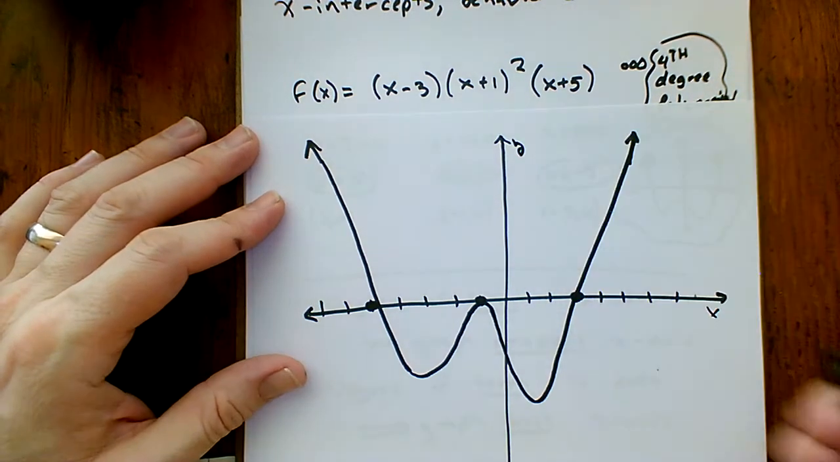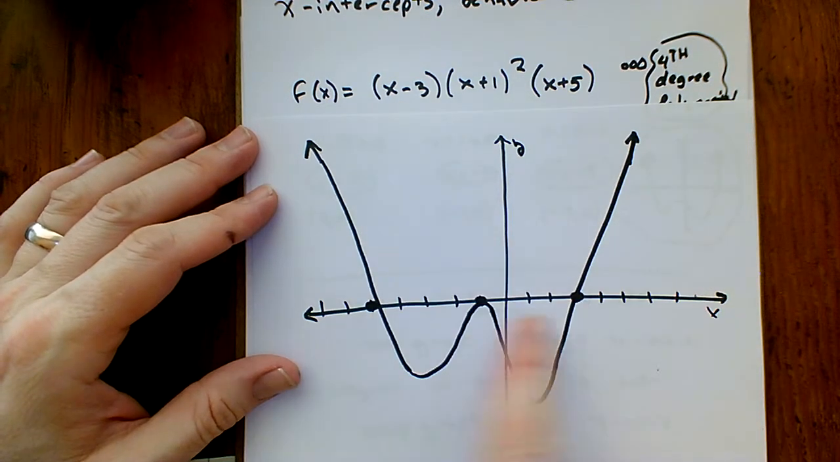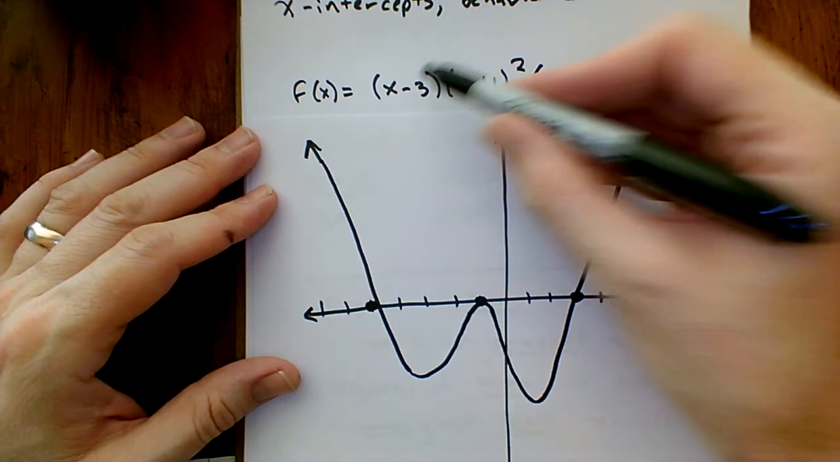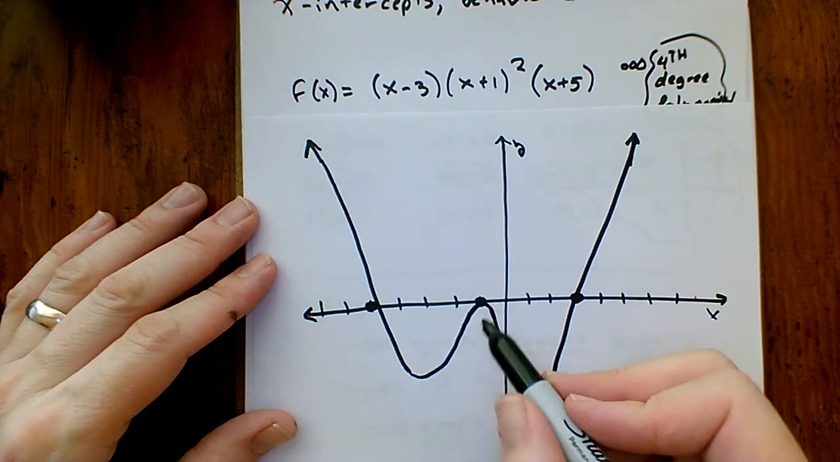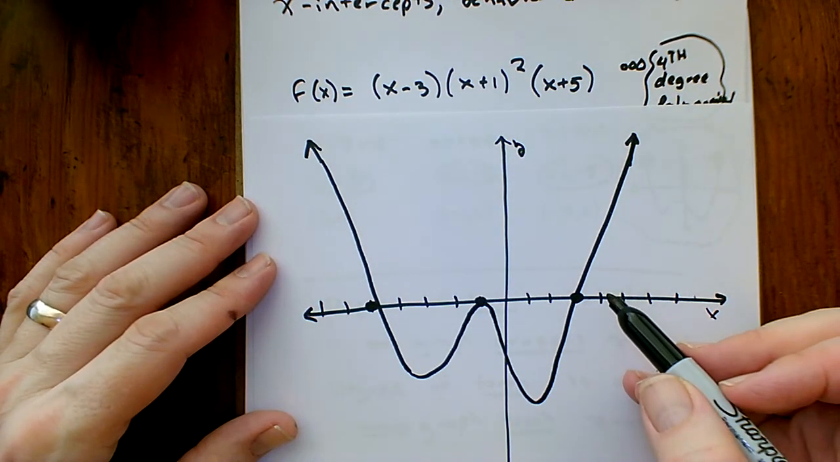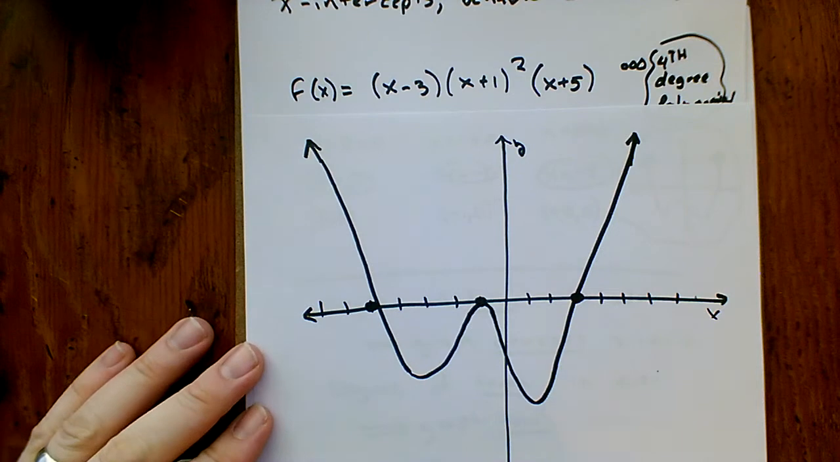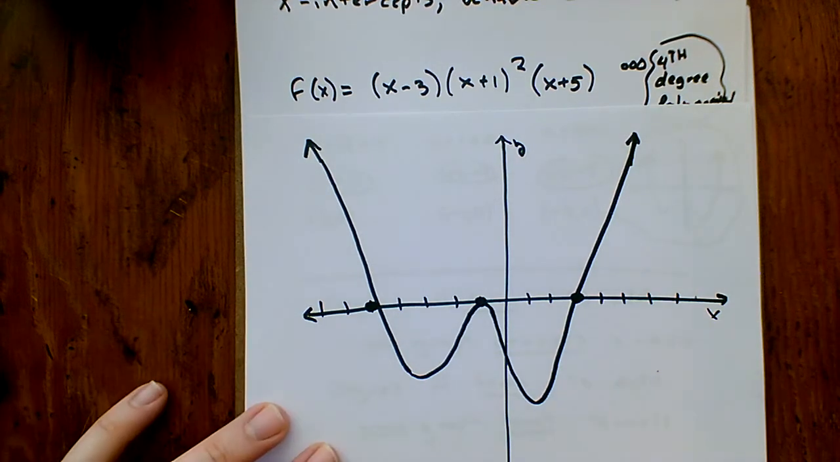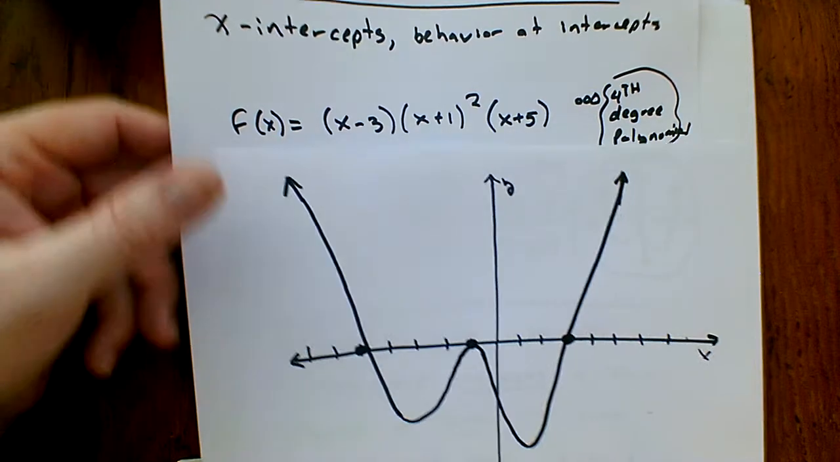So here we have it where I've got 3 different x-intercepts, and the degree at each of these intercepts tells us the behavior of the graph around those. Now, we've got some other tools that we can use to figure this out, and let's go ahead and do that.